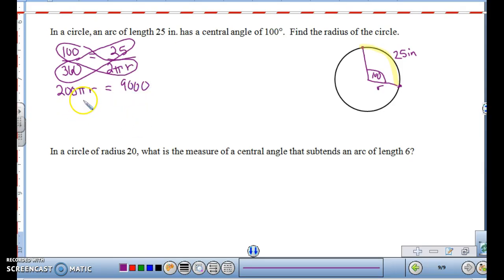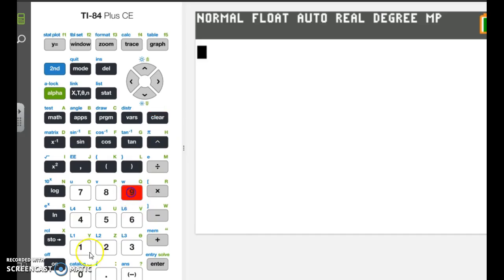Now to solve this, we have to divide by 200 pi. So 9,000 divided by 200 pi. Notice I'm putting this in parentheses because if you want to enter 200 pi in your calculator to divide by, if you don't put the parentheses, it'll do 9,000 divided by 200 and then multiply it by pi. So you have to use the parentheses when you enter it in your calculator. So that would be 9,000 divided by, whoops, I forgot my parentheses, 200 pi. Okay, so that's what we want, enter.